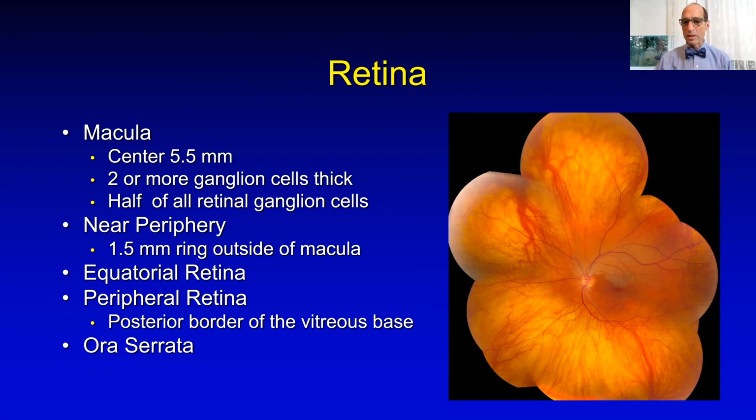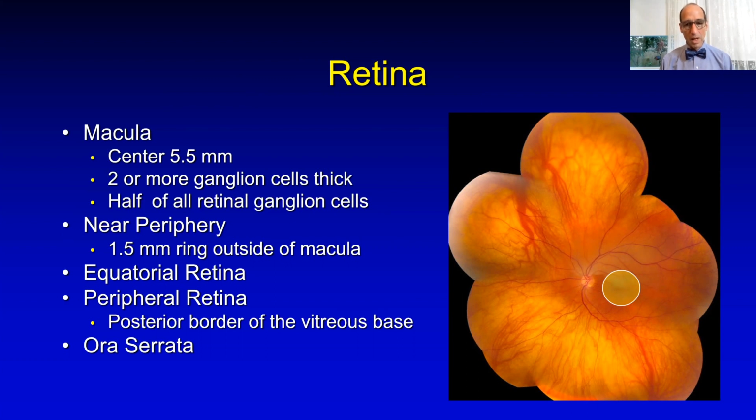into different sections. So the macula is the center 5.5 millimeters of the retina. One way to describe it to patients is it's about the size of a nickel. Some people can relate to that. Anatomically, it's 2 or more ganglion cells thick, and that's something you have to remember. You'll be asked that. Half of all the ganglion cells in your retina are in your macula, so that's one of the reasons your macula has such high resolution.